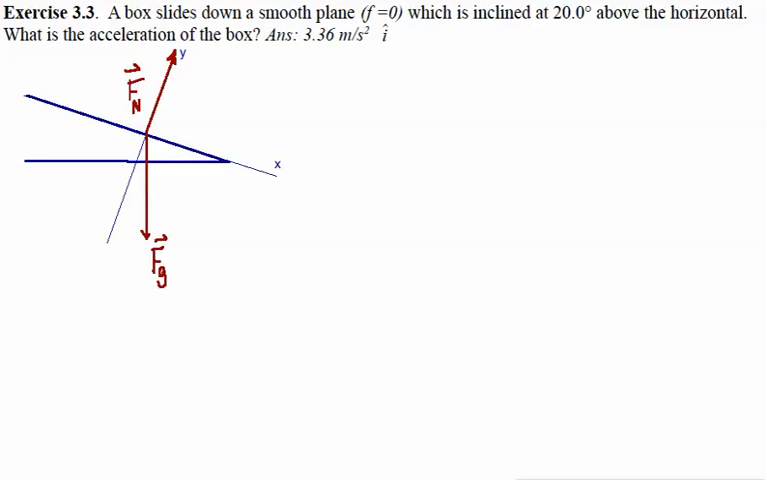Chapter 4, Exercise 3.3. A box slides down a smooth plane. Usually when they say smooth, what they mean is that you can neglect the friction. The plane is inclined at 20 degrees above the horizontal. So what they are giving you is this angle over here, 20 degrees. What is the acceleration of the box?